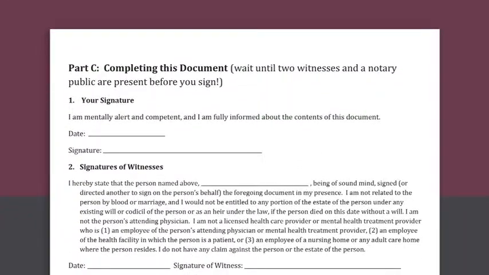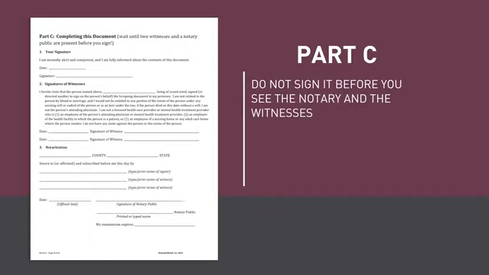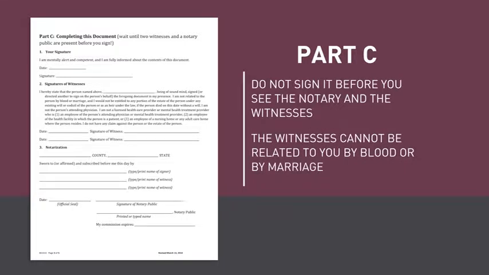Part C is the signature and notary page, and makes your advance directive a legal document. You will complete this portion of the form in the presence of 2 witnesses and a notary. Do not sign it before you see the notary and the witnesses. The witnesses cannot be related to you by blood or by marriage.